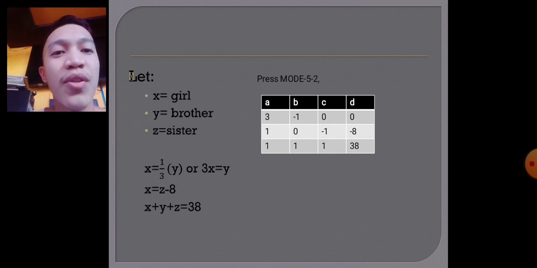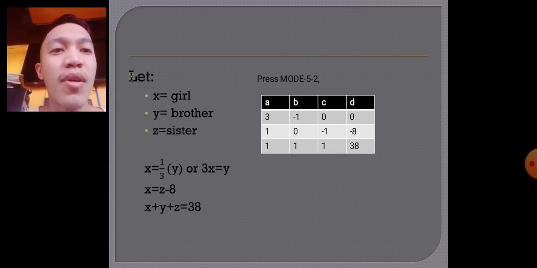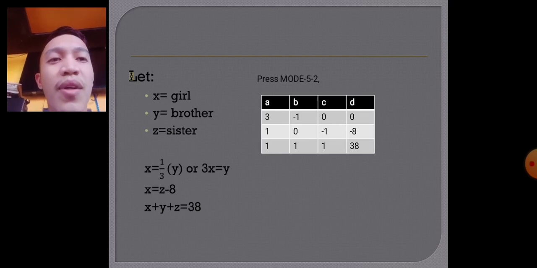Now for the first equation, our A is 3, then we transpose Y, that's negative 1, then we don't have value for Z, so we have 0, and we don't have value for the constant, which is 0. Next equation, our A is 1, our Y is 0, our Z is negative 1, then our constant is negative 8.